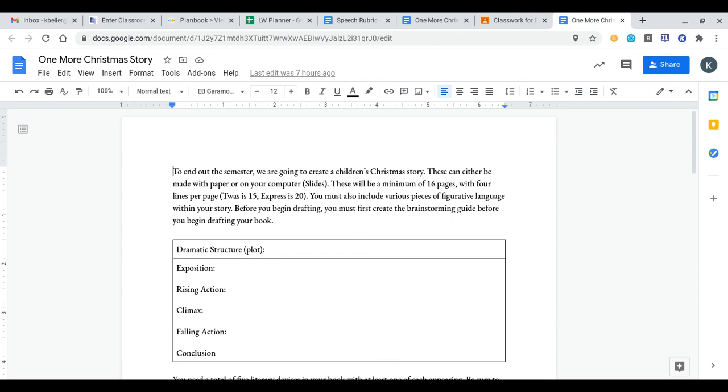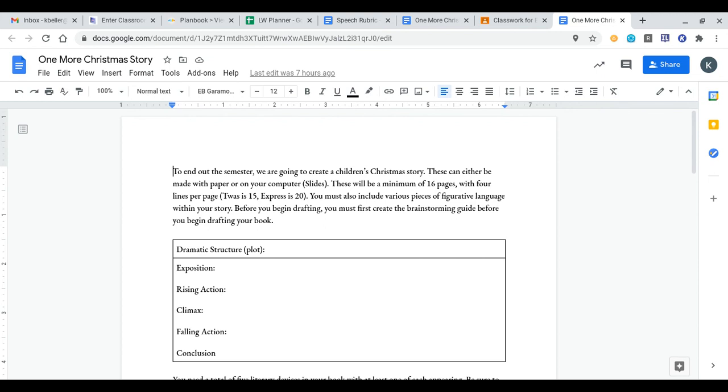So if you were looking at Twas the Night Before Christmas, which we did yesterday, that's roughly 15 pages and they have 4 lines per page. So if you look at the video online of the book being read, that's a perfect example. And then The Polar Express itself is about 20 pages with about 4 lines per page. So it's not that much, just a standard kind of picture book length. You're also going to have to include various pieces of figurative language within your story as well.